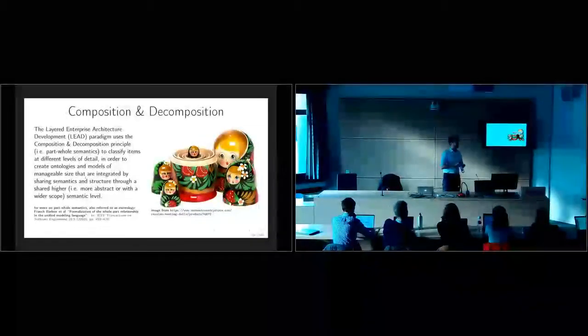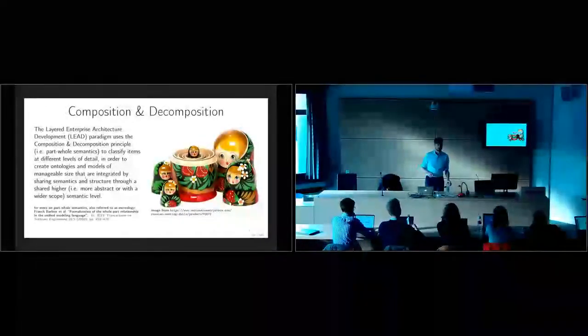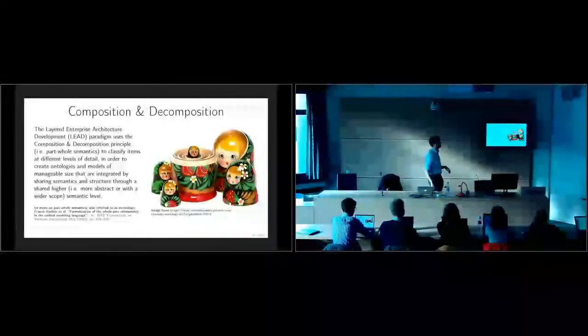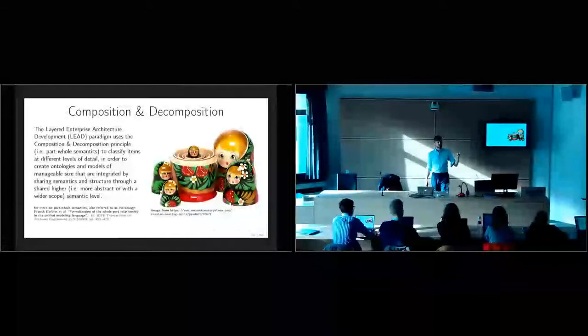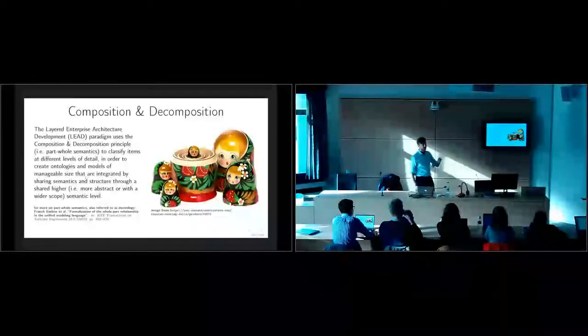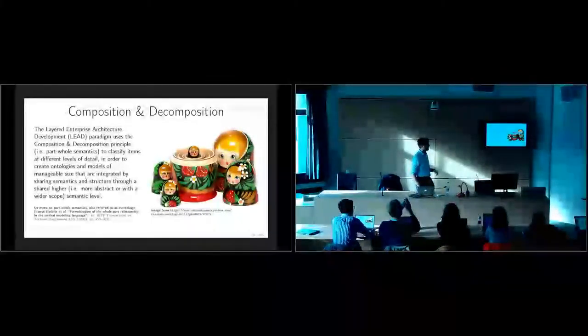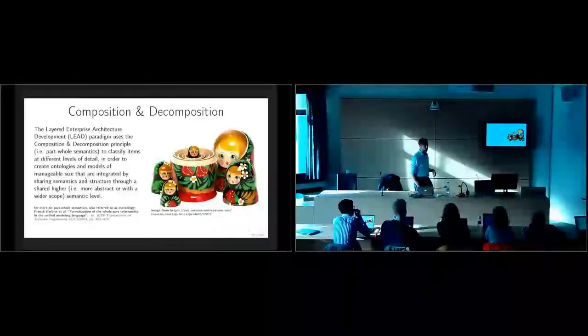For example, the nested dolls are also a very clear example of composition and decomposition. You have a doll that goes in another doll and another doll. Of course, in each doll there is only one at the same level. If you look at a car engine, the engine itself has many parts.